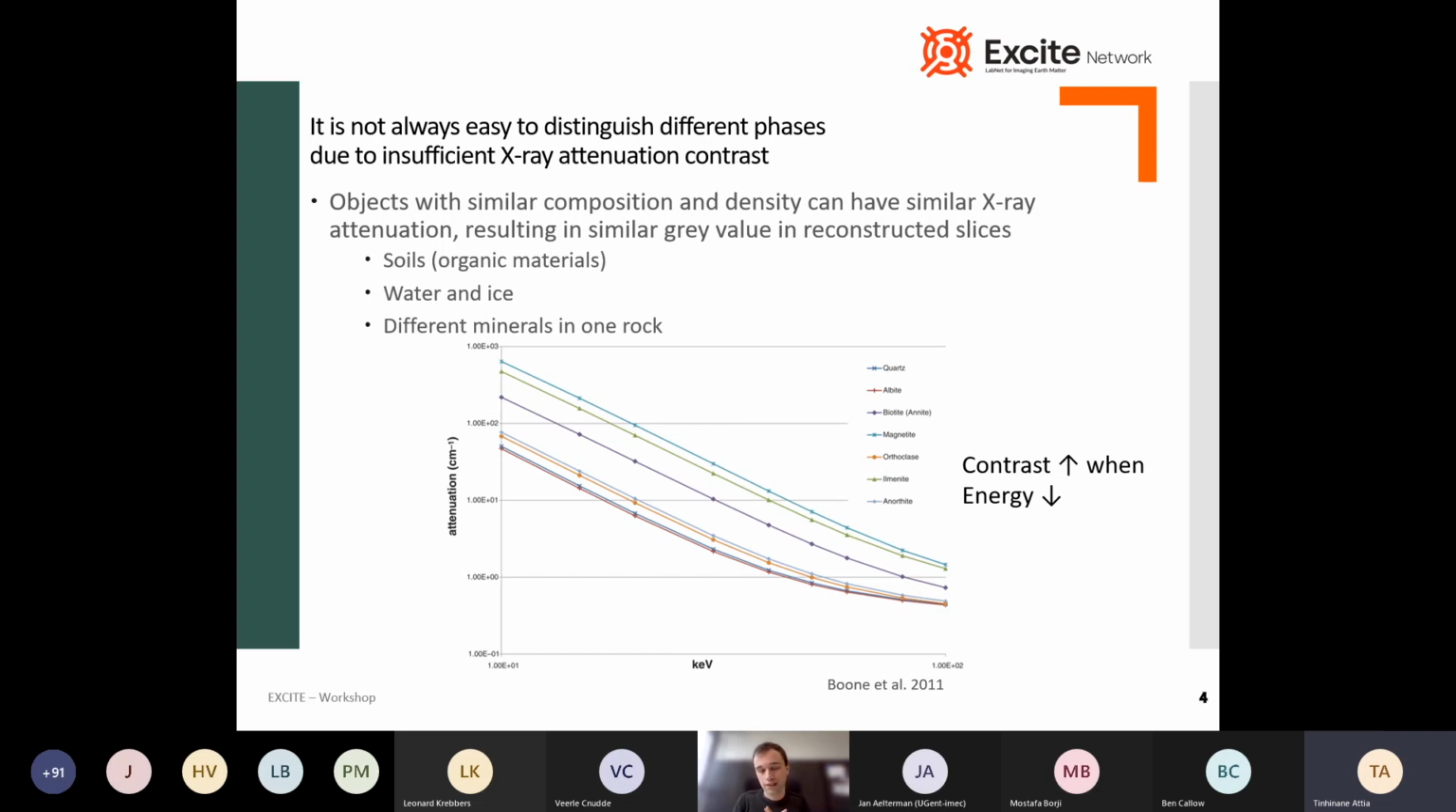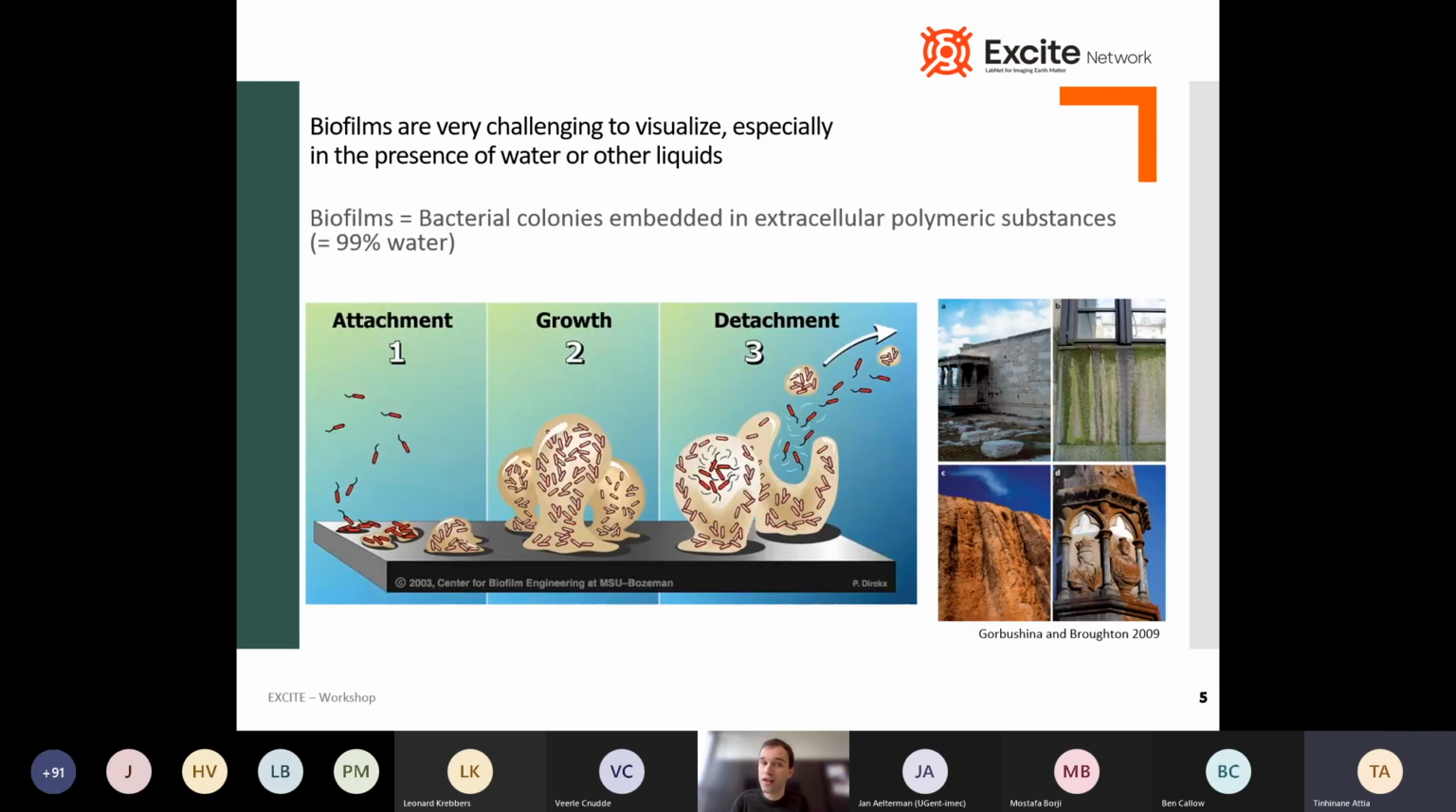What you can also see in this figure is that when you increase the energy of your X-ray source, the contrast decreases. So basically you can already play a bit with the energy to increase contrast, but you should always keep in mind that you cannot reduce the energy too much, because otherwise you won't get enough signal anymore. So that's one way to solve it, but there are also other ways.